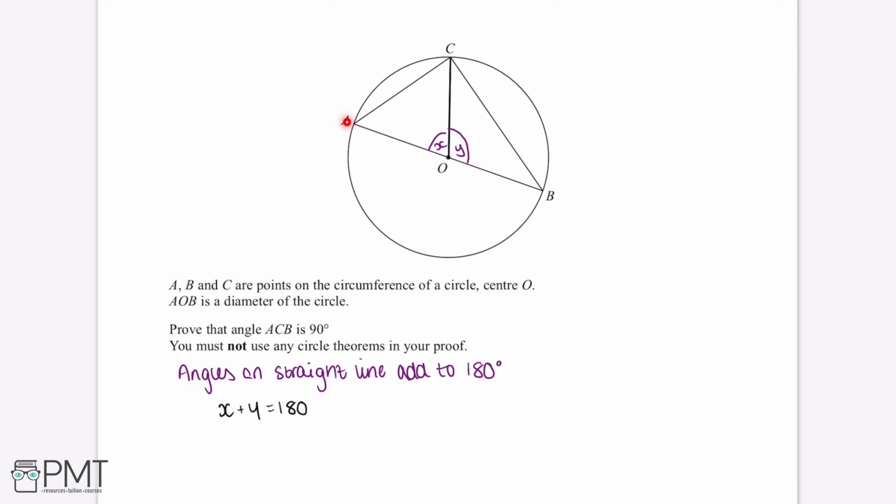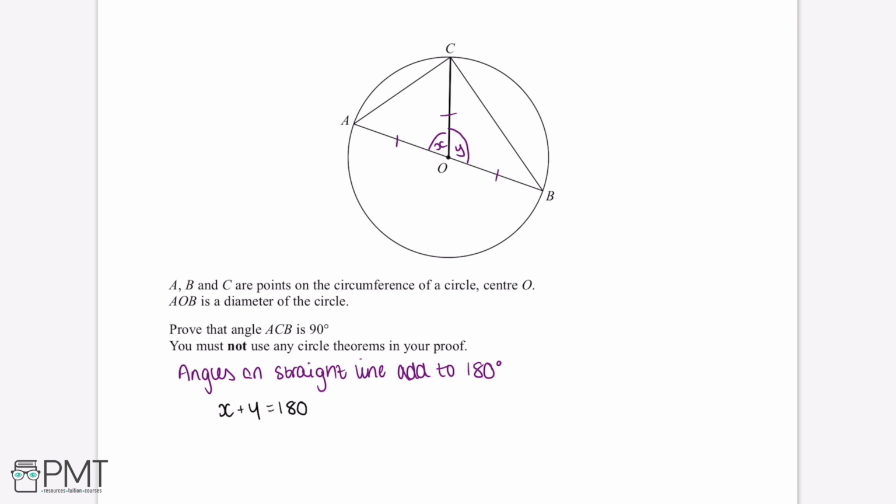Now because AOB is the diameter of the circle, this means that AO, OC and OB are all half the length of the diameter, making them a radius, and therefore making them equal in length. So what this means is that both of these triangles are isosceles triangles. Now if we want to prove that angle ACB, which is this one here, is 90 degrees, we'll need to work out what angle CAB is and work out what angle ABC is.